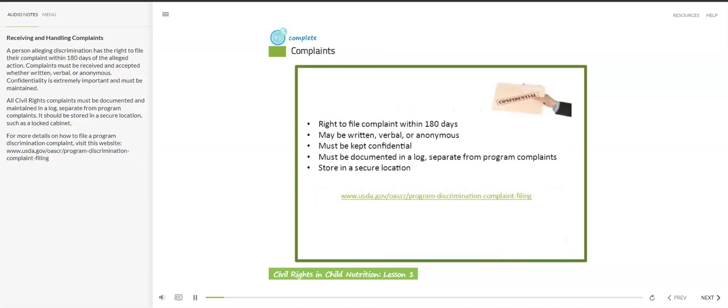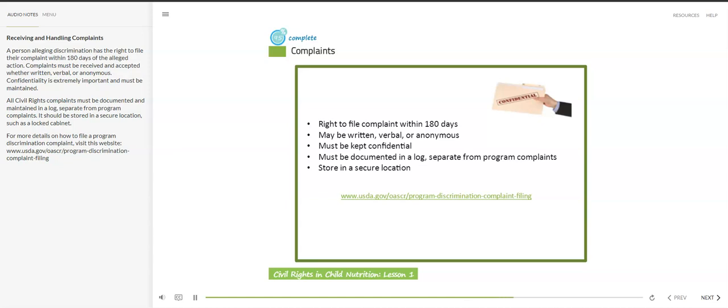Complaints. A person alleging discrimination has the right to file their complaint within 180 days of the alleged action. Complaints must be received and accepted whether written, verbal, or anonymous. Confidentiality is extremely important and must be maintained. All civil rights complaints must be documented and maintained in a log, separate from program complaints. It should be stored in a secure location, such as a locked cabinet.